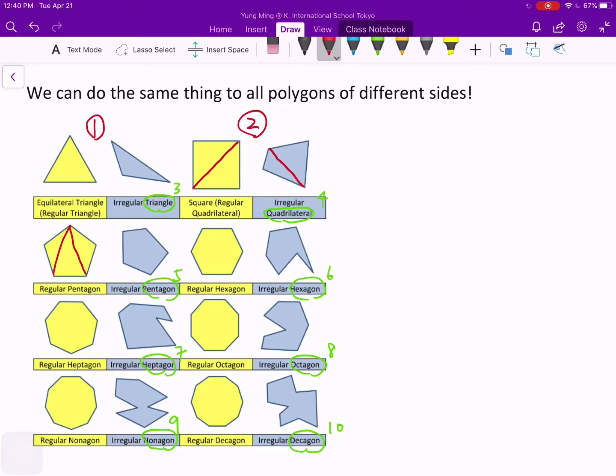We're able to cut it into three triangles, no matter what shape that is, and no matter how you cut it. Okay, we can be a little bit creative when it comes to hexagon and up, right? Because you can not only start from the same point, you can also zigzag. But no matter how you cut it, you'll always be able to form 4 triangles.